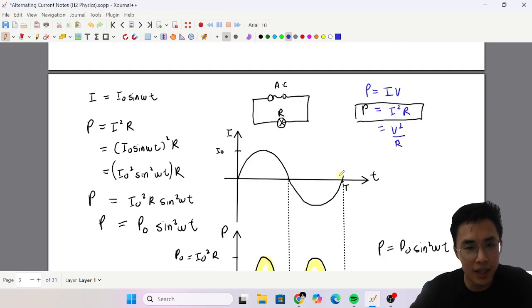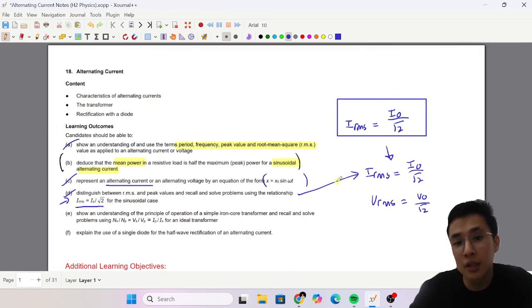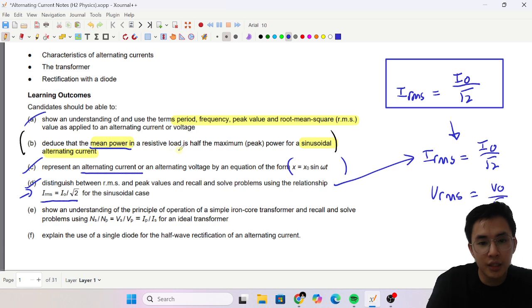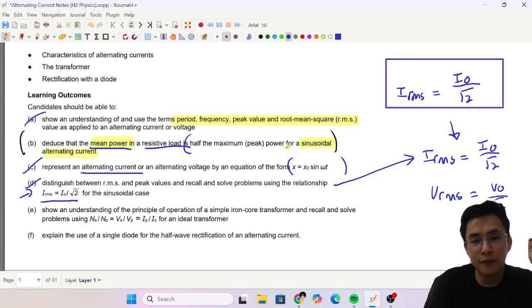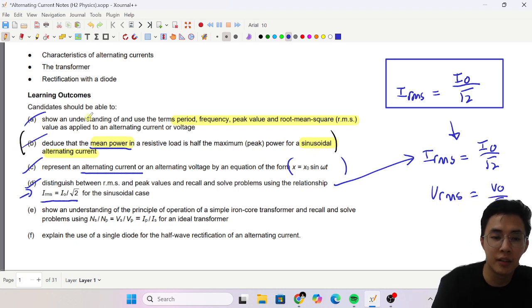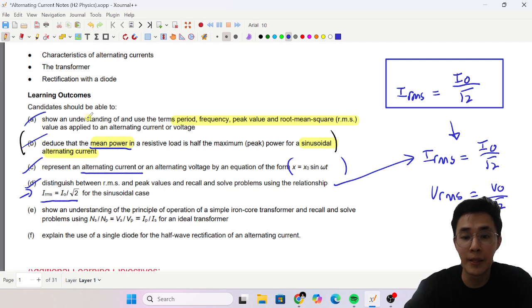Okay, so this is another learning objective you have to remember, and the good news is it's written here. The mean power in a resistive load is half the maximum peak power for a sinusoidal alternating current. So we're done with learning objective B.